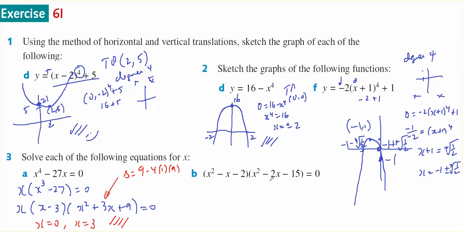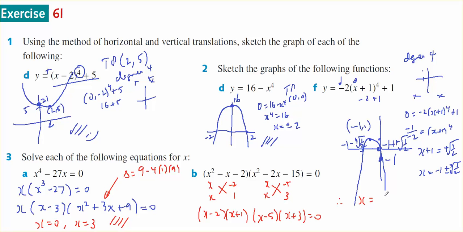I have a quadratic times a quadratic equaling 0. If I crisscross this to be x, x, 2, 1 with the negative on the 2, so it's (x minus 2)(x plus 1), and crisscross this x, x, 5 and 3 with the negative on the 5, (x minus 5)(x plus 3), all equals 0. Therefore x equals minus 3, minus 1, 2 or 5.